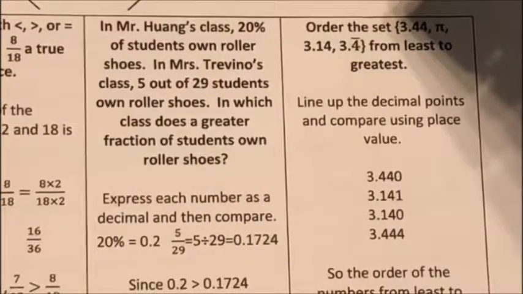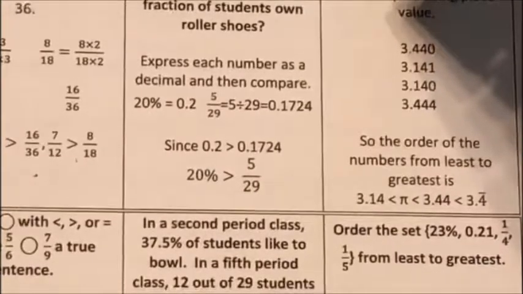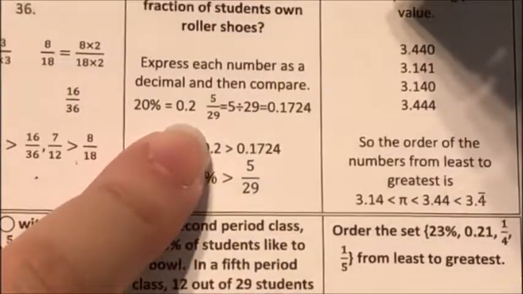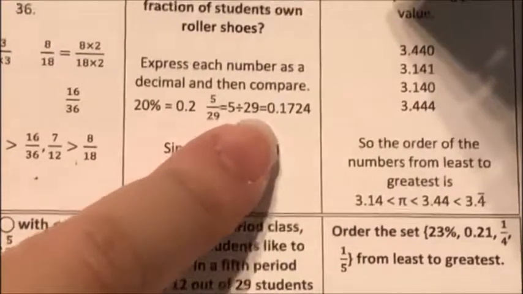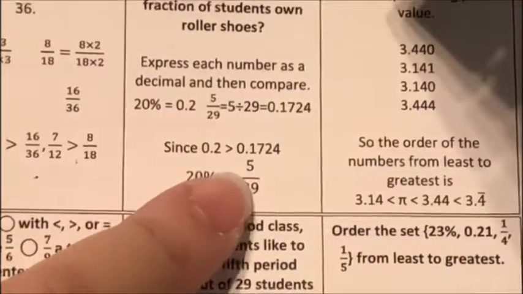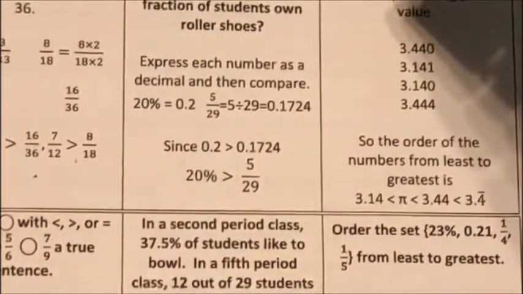In Mr. Hong's class, 20% of students own roller shoes. In Mrs. Trevino's class, 5 out of 29 students own roller shoes. In which class does a greater fraction of students own roller shoes? Okay, so I can express each number as a decimal and then compare. So 20% I can write as 0.2. 5/29 I can divide. 5 divided by 29 is 0.1724. So 0.2 is bigger than 0.1724. So that means 20% is greater than 5/29.